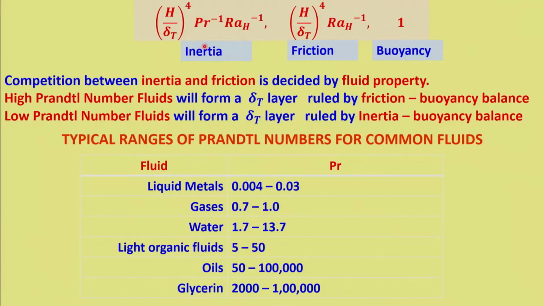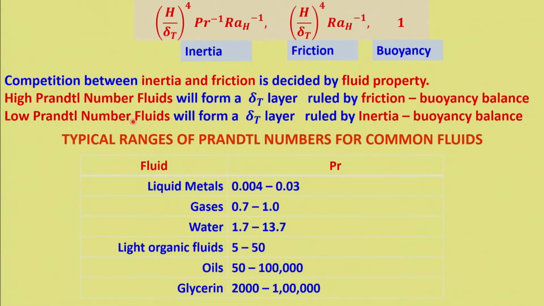In the previous module, we had tried to get the scales of delta t, Nusselt number, velocity and delta for larger Prandtl fluids, that is high Prandtl number fluids. Just to recall what we had done, this is the inertia, this is the friction, this is the buoyancy. So for high Prandtl number fluids, we said that the delta t layer is ruled by the friction to buoyancy balance, because for high Prandtl number fluids, nu is very large, so the friction is large, so friction is balanced by buoyancy.